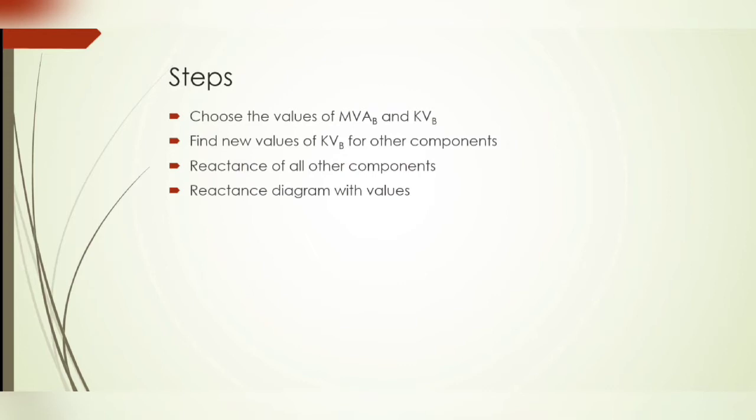The first one is to choose the values of MVA base and KV base. We can select the MVA base from any of the components in the single line diagram, or it could be any other value. It will be the same for the entire system. And KV base can be selected from the generator, transmission line, motor or load. If it's already specified in the problem, then we need to consider the same.